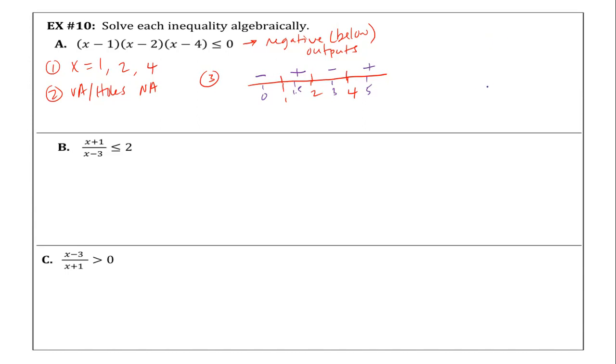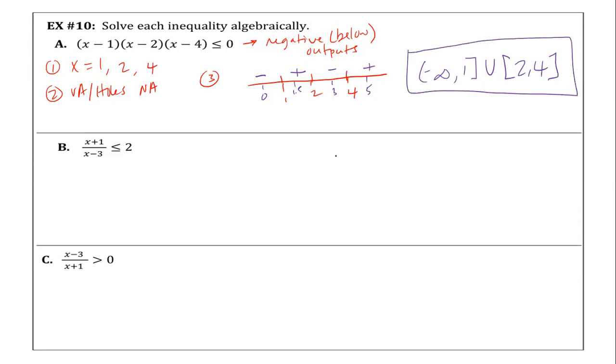Got it? All right, so now negative outputs. Where were my negative outputs at? Negative infinity to 1. Where else? And 2 to 4. Exactly, because it's an x-intercept. No asymptotes. All x-intercepts are defined points, so they require a bracket, because that's where we equal 0.